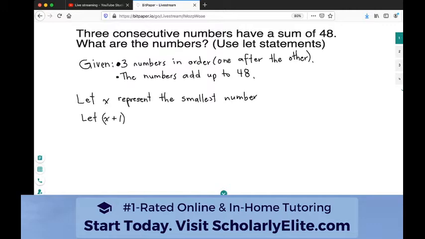Because that's just standard, right? Like if three numbers are one after the other, for example, 3, 4, 5, then I know that 4 is 1 greater than 3, and 5 is 2 greater than 3. So I can express that using these types of expressions. So let x plus 1 represent the second number. And then finally, let x plus 2 represent the third number.